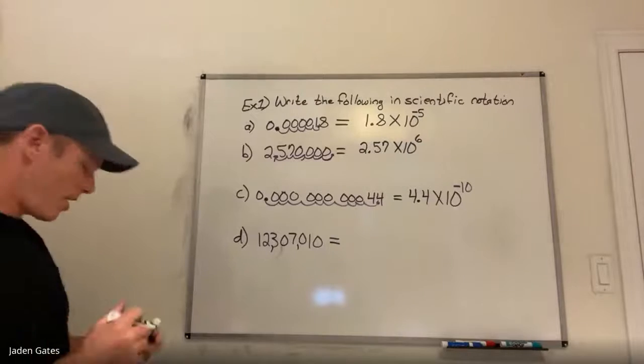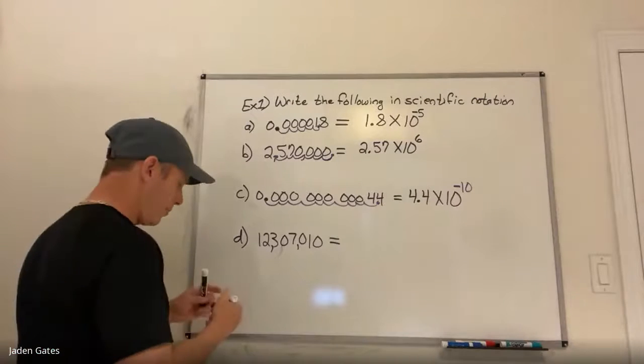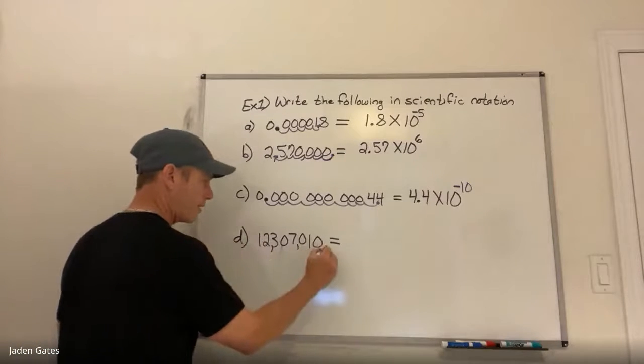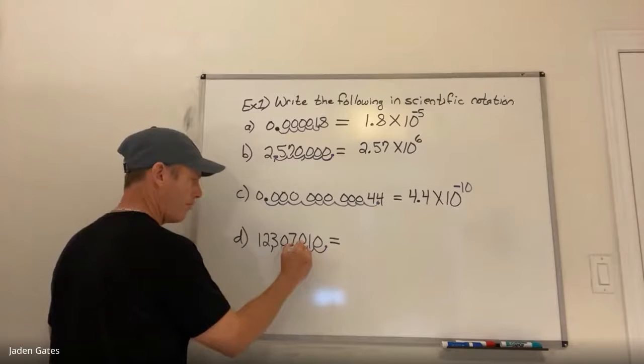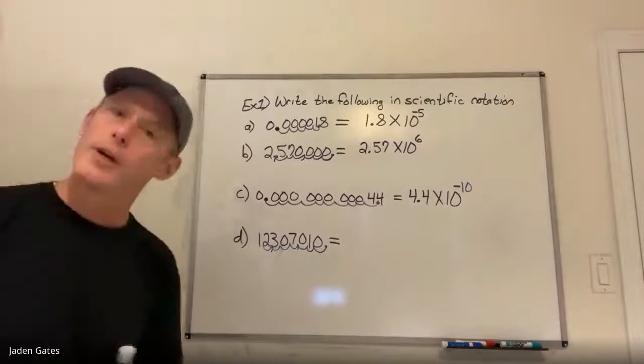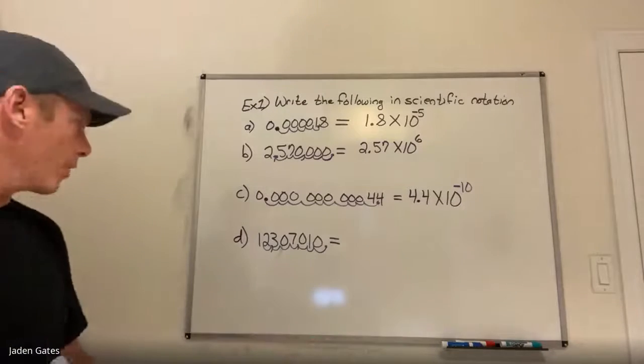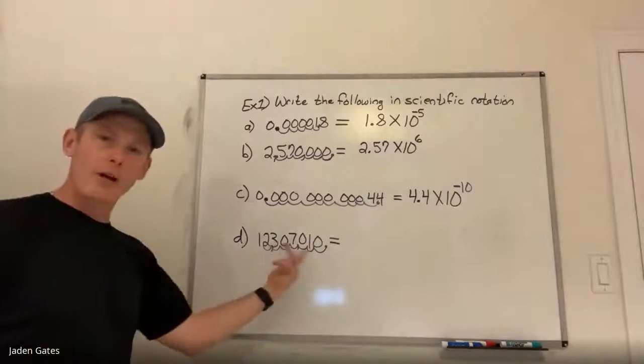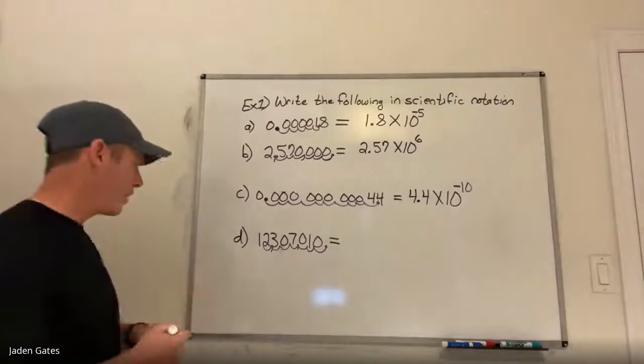12,307,010. All right, so again, I'm going to move my decimal. It's at the end here. Move, move, move, move, move, move, and move again. And as you mentioned, yeah, it's right behind the first number, right? But I still just move it so I can count those little things I got going on.